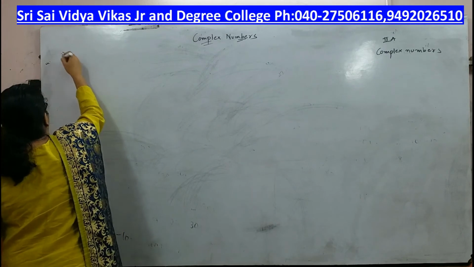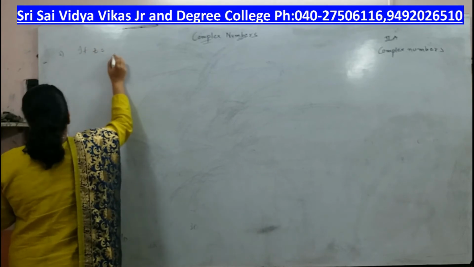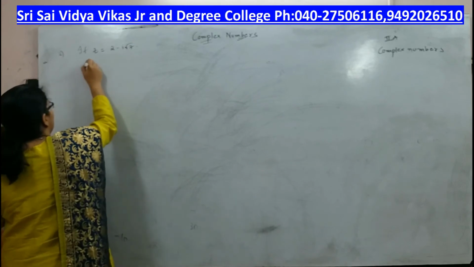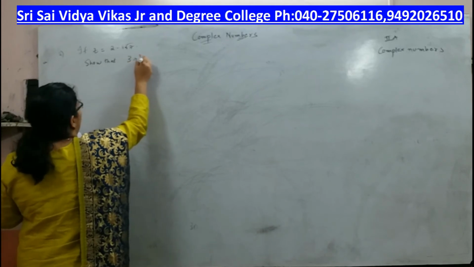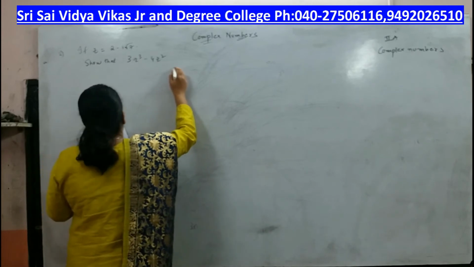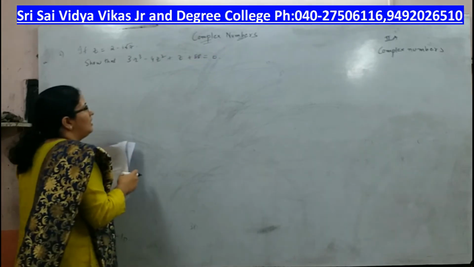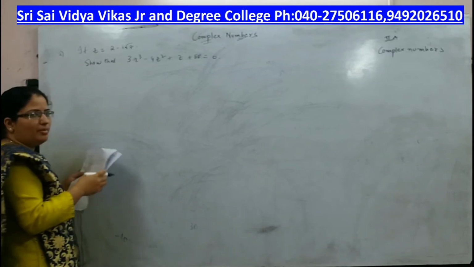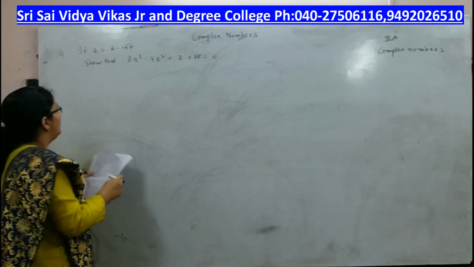Second one, if z is equal to 2 minus i root 7, show that 3z cube minus 4z square plus z plus 88 is equal to 0. This is what you need to show. Right. This is similar to the previous problem. So I want you to take it as homework. Let us discuss the next problem.